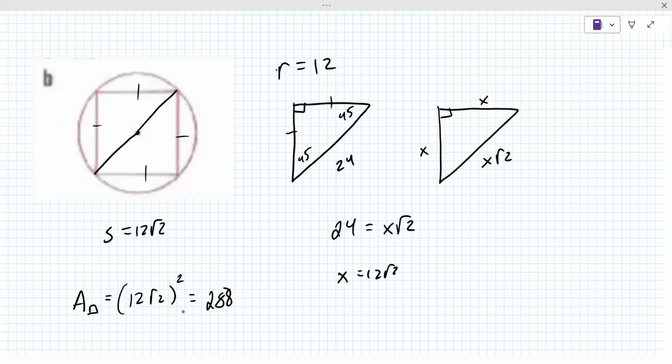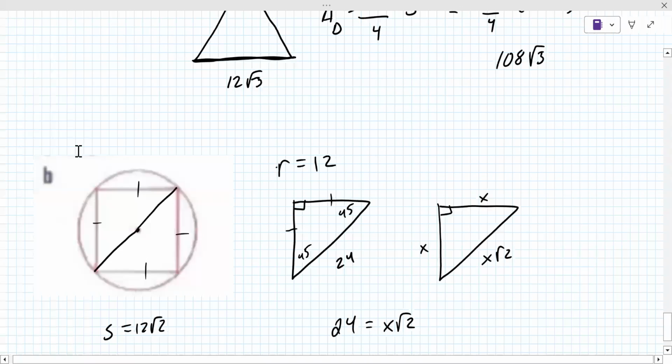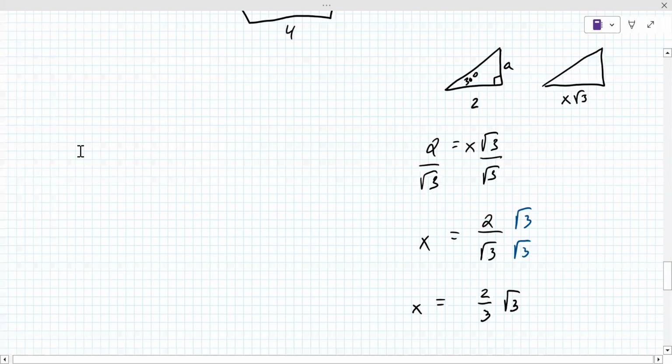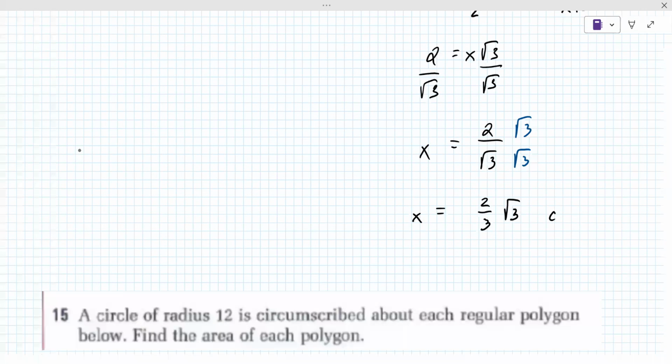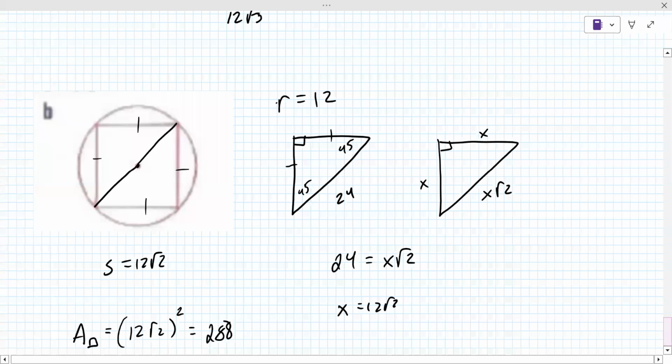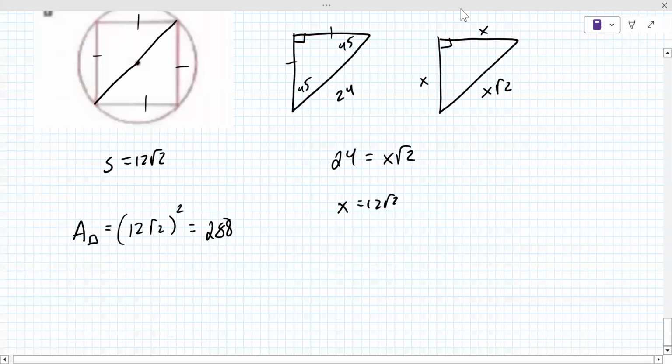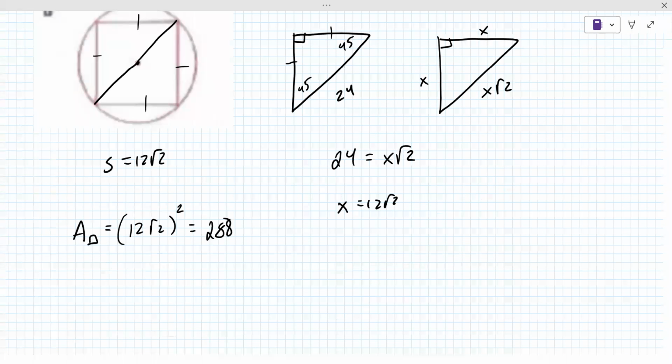Now, I don't know if it matters, but in 13B and C, the answers are supposed to have the units, which I neglected majorly. No, it's okay. I've been putting them. Okay, I'm real bad about that because they're not really to scale anyway. All right, part of number C here, 15C.